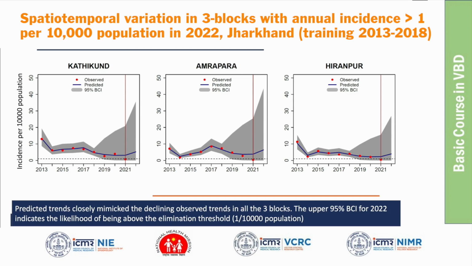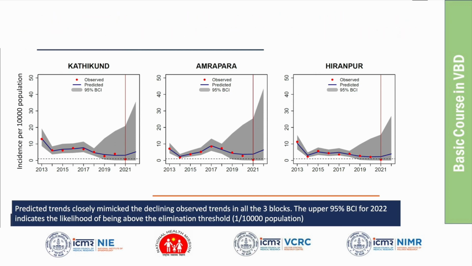Then in Amarapara, it shows the same pattern, and in Hirapur it shows a different pattern. These pictures clearly show that though there is a declining trend in the point prevalence, we are expecting an increase in cases. For example, in Kathikund it is more than 1, in Amarapara also more than 1, and Hirapur also more than 1 per 10,000 population. The 95% confidence interval clearly shows that there is a danger that it may go beyond 1 per 10,000 population, even up to 40 cases per 10,000 population in some of the blocks.